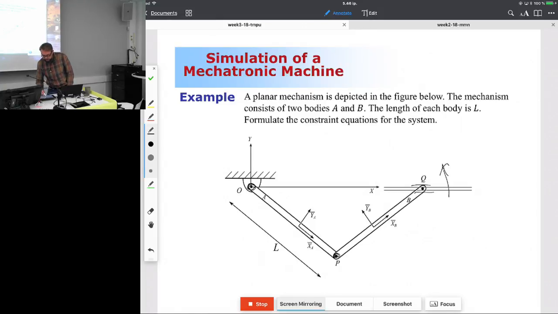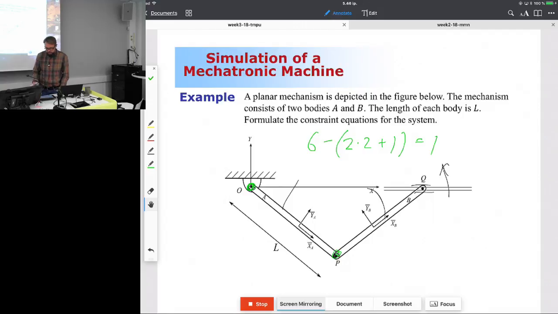So I have two moving bodies, so it's going to be what? 6 generalized coordinates. How many constraints do I have? How many revolute joints? 1, 2, and the primitive joint. So it's 5 constraints. Okay, 1 degree of freedom. Okay, so let's calculate the constraints for this system.